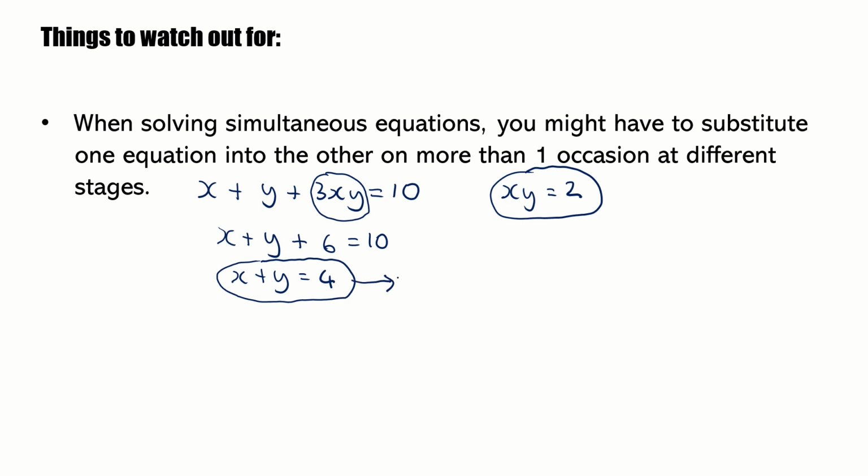Because we would now, after more rearrangement, choose to rearrange this one to make it y equals 4 minus x, which is then really nice because it can then be plugged into the xy equals 2 equation to mean we're going to end up with just x lots of 4 minus x equals 2, which is a very simple quadratic to solve.